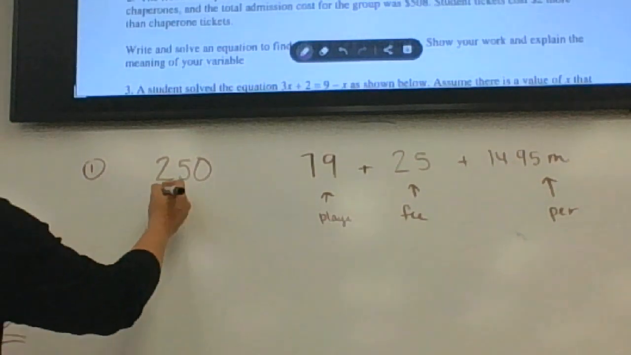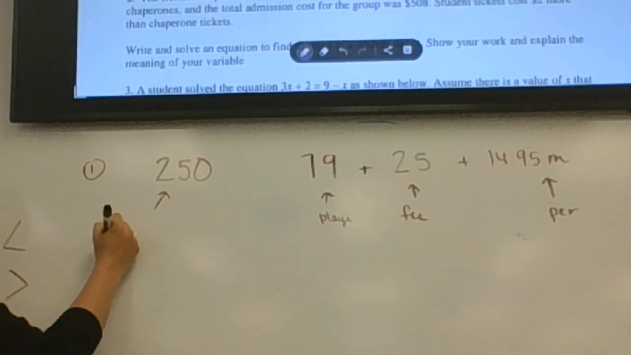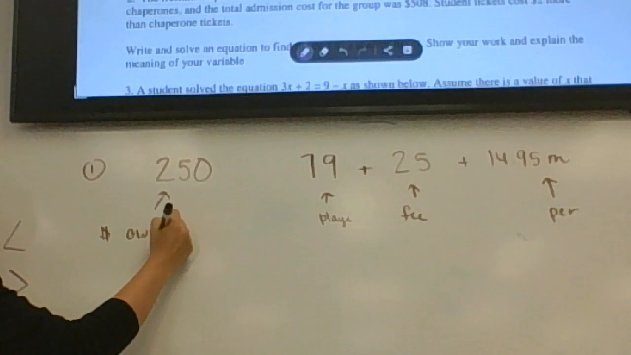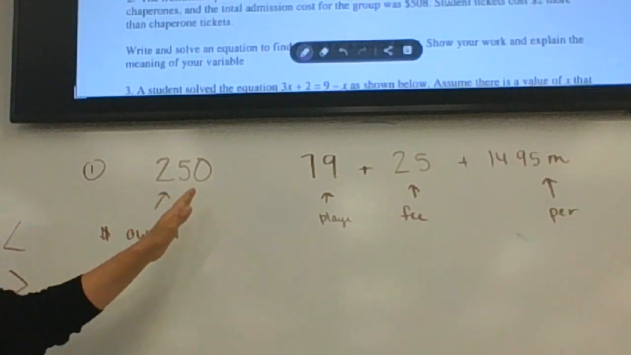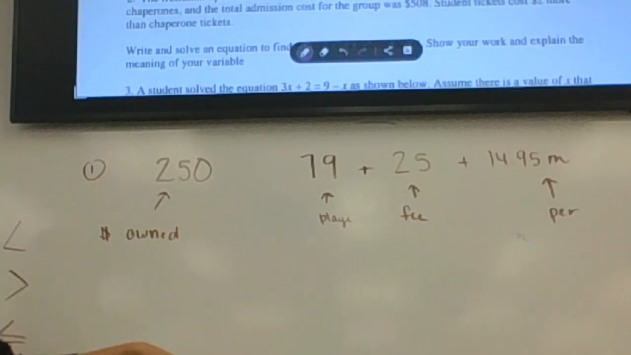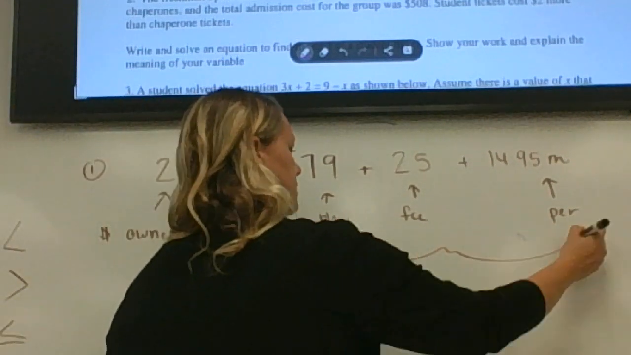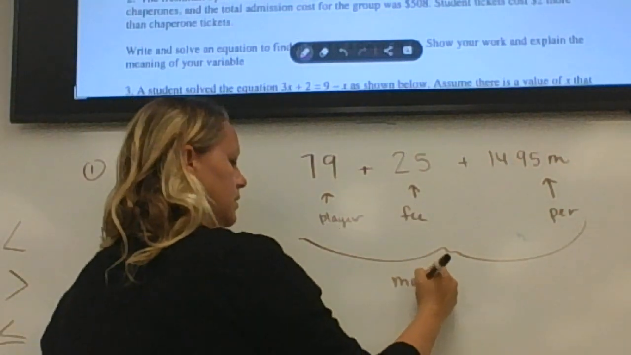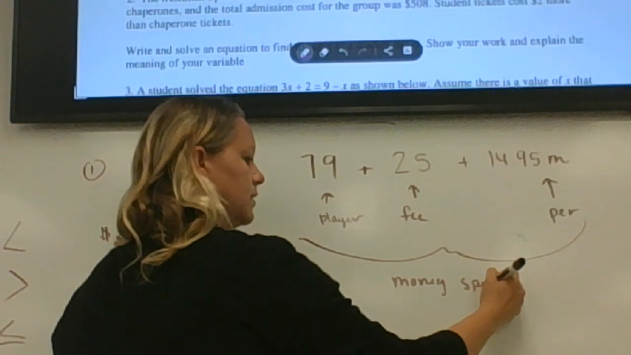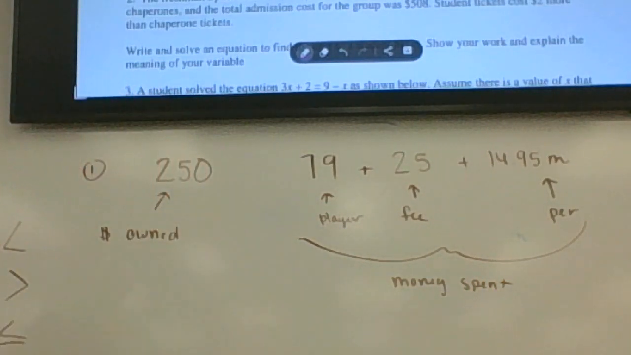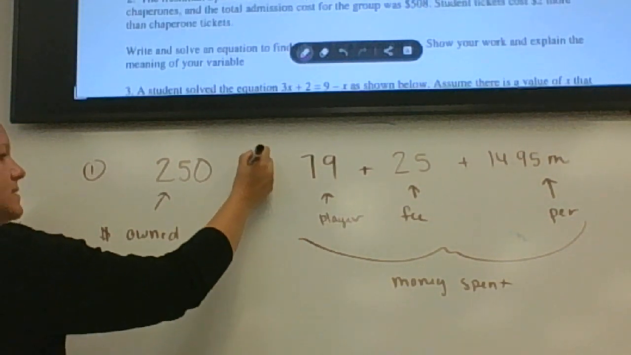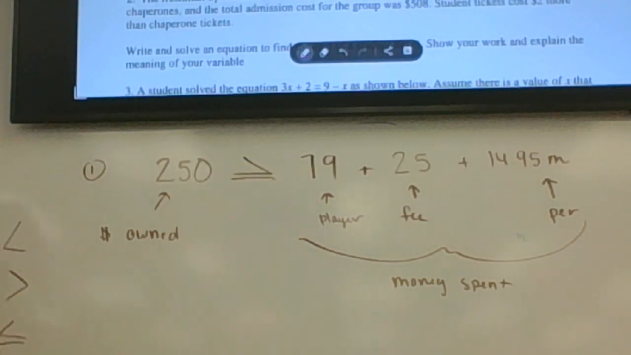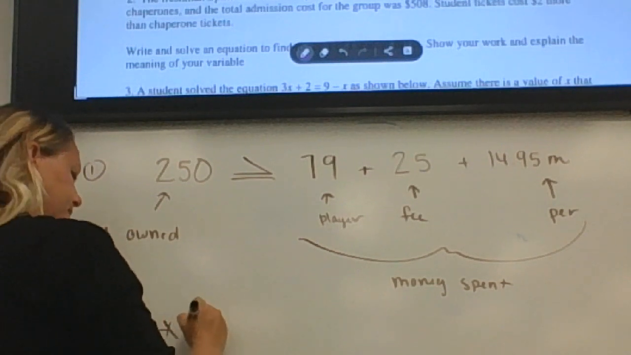So this is the amount that Terry has. This is the money we own. You can't spend more money than you own. Without a credit card. He just says it's $250. So the money you spend has to be less than or equal to the money you have. The money you spend must be less than or equal to the money you have.